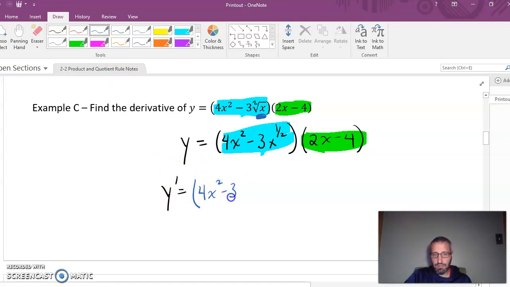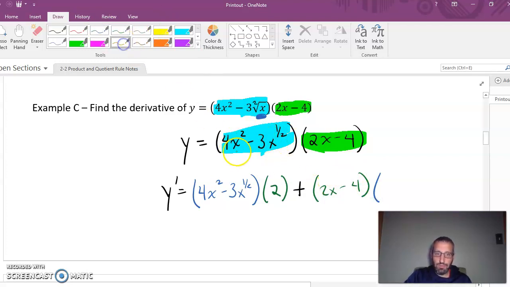1 is just copying the function: 4x to the second minus 3x to the 1/2, times the derivative of 2. Derivative of 2x is 2, and derivative of negative 4 is 0. Plus 2, I'm just going to copy 2. 2 function is 2x minus 4, times the derivative of 1. Now that I've rewritten this as x to the 1/2, I hope these two terms are a little bit easier to take the derivative of.